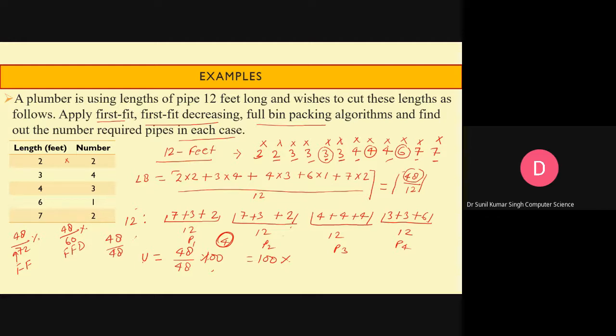If you are going to apply first fit algorithm, and going to apply first fit decreasing algorithm, and here full bin packing algorithm, then of course this one is going to be the best one.